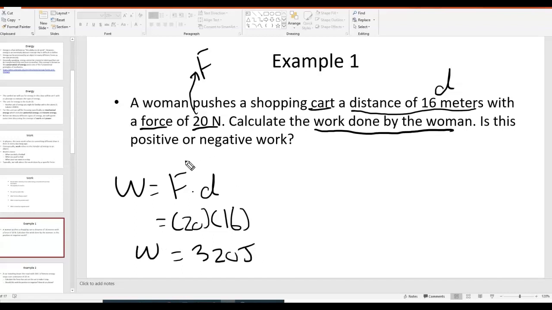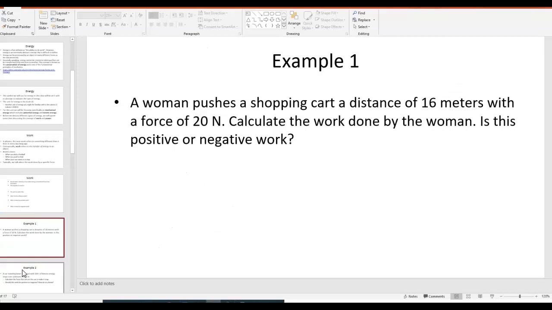Now, the second question is a concept question. Is this positive or negative work? So remember, positive work, energy is being added. Negative work, energy is being removed. So you have to think, is the woman adding energy or taking energy away when she pushes the shopping cart? Well, she's probably adding energy. So I would say that this is positive work, because she's putting energy from her body into the shopping cart. So that is example 1. Please pause it there if you need to take a look at that.